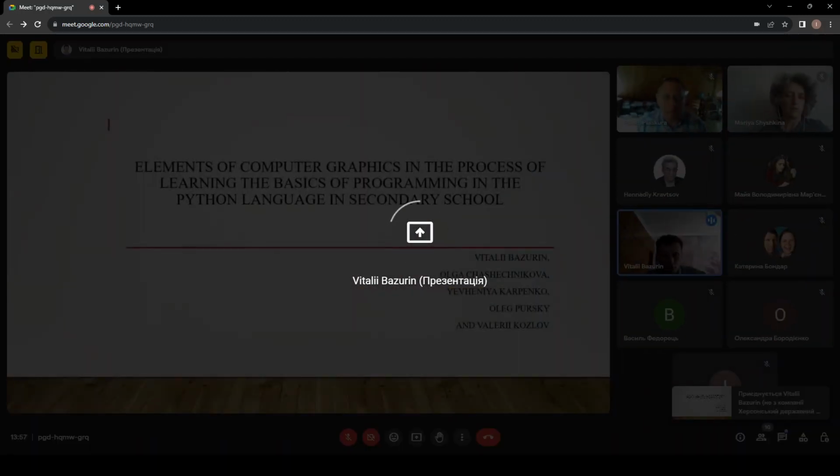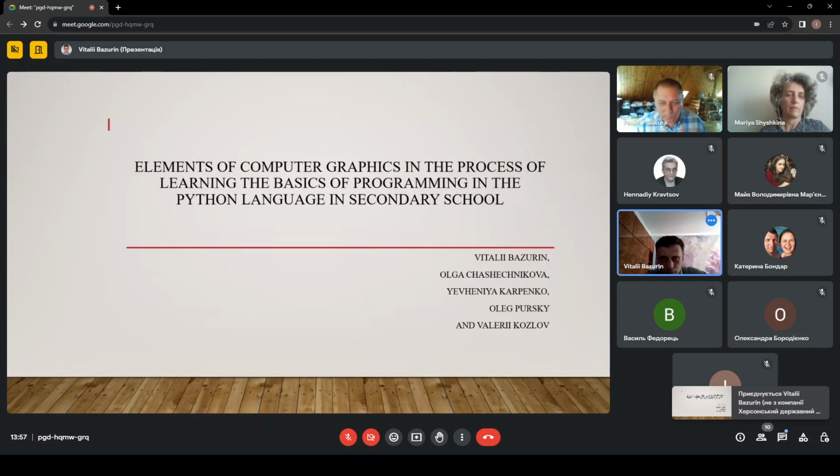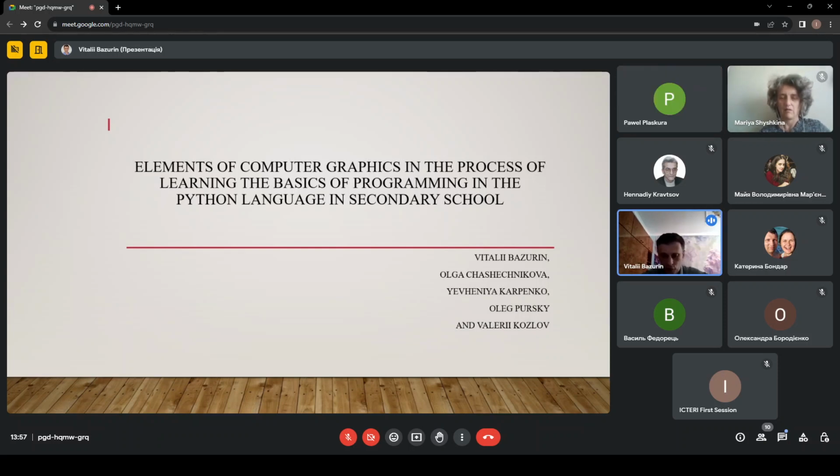Do you see the presentation? Yes, I can see it. Well, the topic of our report is elements of computer graphics in the process of learning the basics of programming in the Python language in secondary school.